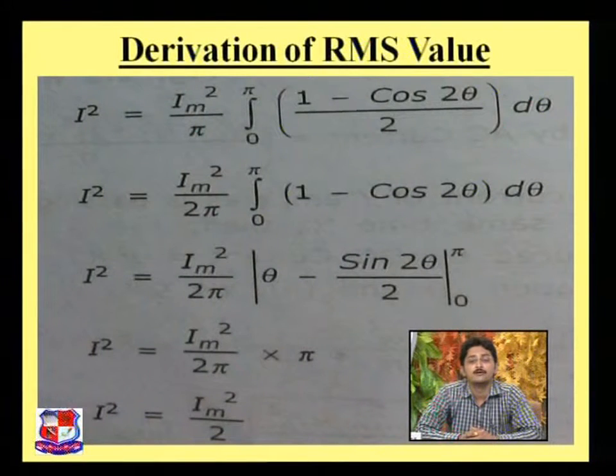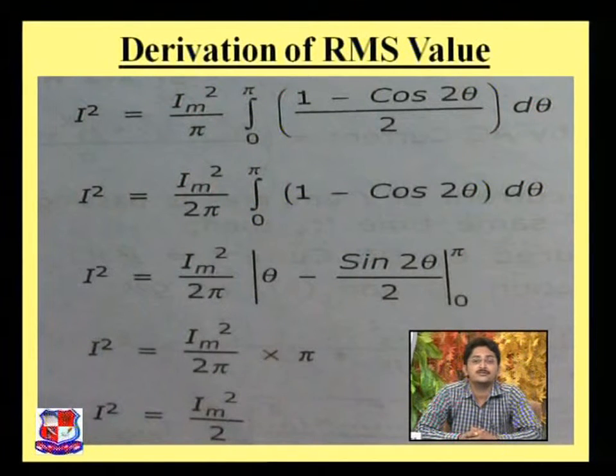Minus cos 2 theta. First of all, putting the upper limit, and then taking the difference and putting the lower limit. This is again an important formula whenever you are solving the integration. So I square equals im square by 2 pi. Instead of 1, we can write theta minus cos 2 theta. The integration of cos 2 theta is sin 2 theta by 2. Limit is 0 to pi.